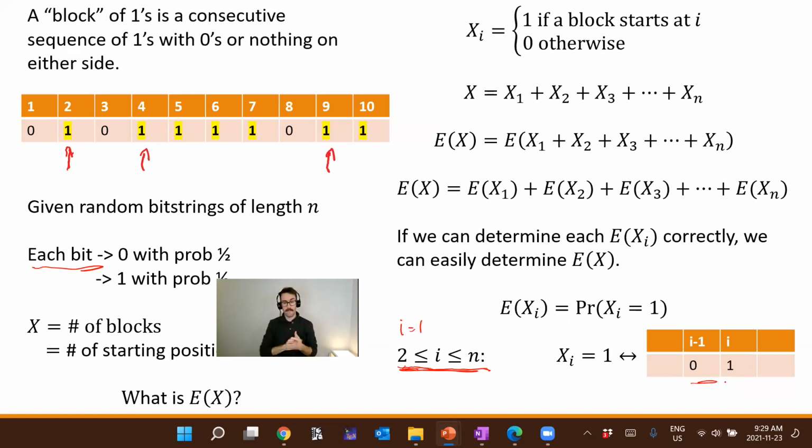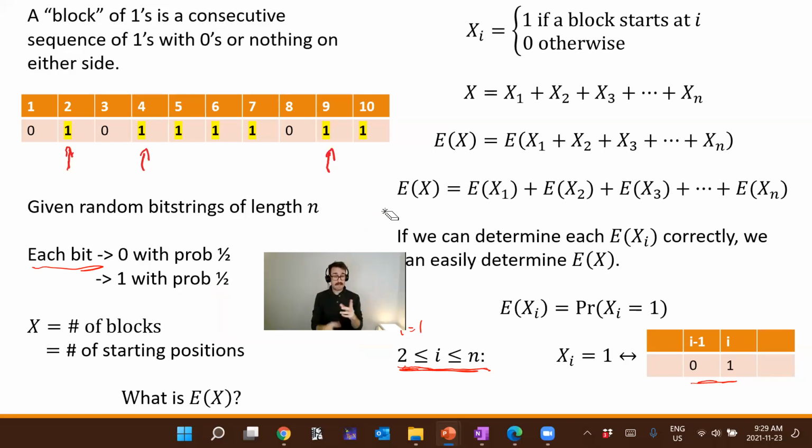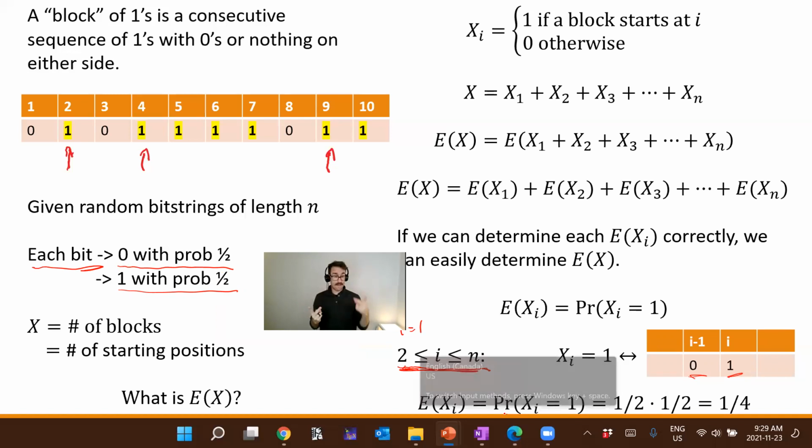Okay, so then we can determine this probability pretty easily. Each bit is a 0 with probability 1/2 and a 1 with probability 1/2. So each of these are independent. So this has probability 1/2, this is probability 1/2, and they're independent. So the probability that xi is equal to 1 is 1/2 times 1/2, which is equal to 1/4. So yeah, we know the expected value of this random variable xi.